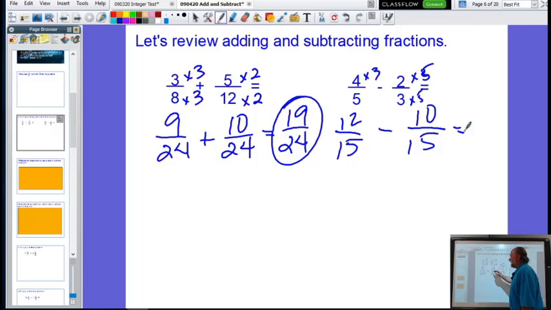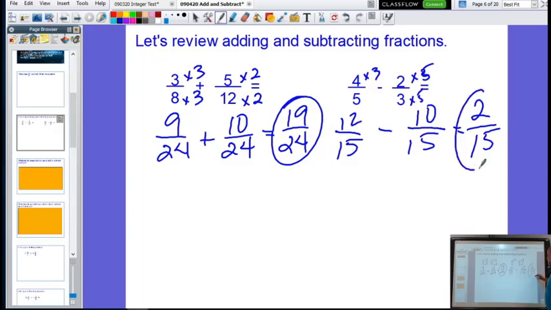And now instead of adding, what we have to remember to do is to subtract. So here I've got 12 15ths. I'm taking away 10 of them. So I'm only left with 2 of them. And that would be my final answer because you can't simplify that any further.